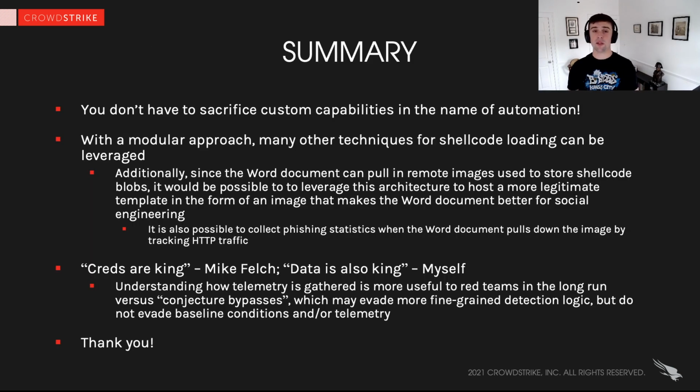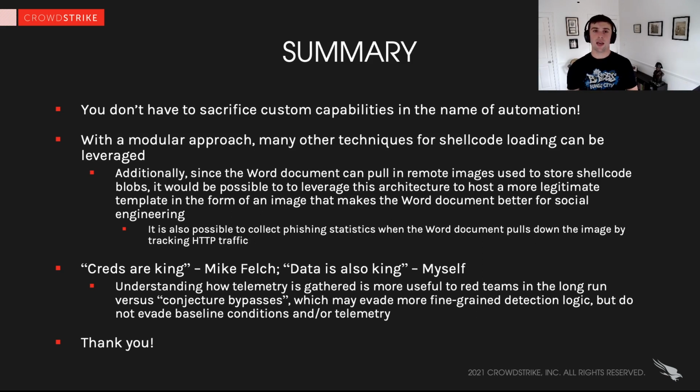So, to summarize everything we've talked about today, you do not have to sacrifice custom capabilities in the name of automation. Although it's not the path of least resistance in some cases, it is possible to create your own automation frameworks and keep those modular with those custom capabilities built in. With a modular approach, you can support other techniques for shellcode loading. Building off of this, we have a Word document that pulls in a remote image and stores a shellcode blob within that image through a property within Word.